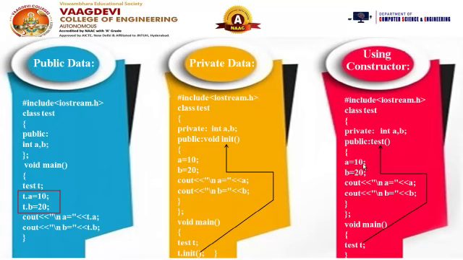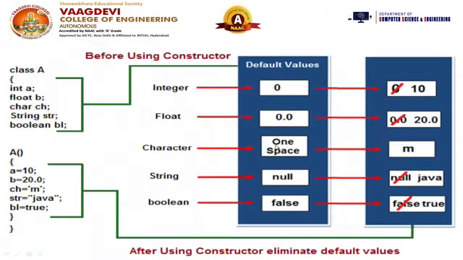We do not have the init method call anymore. Instead, we have introduced a new method which is called the constructor of this object. The implicit initialization is the duty of the constructor. Here, we can clearly understand that before using a constructor, the default values are assigned to the data members. After using a constructor, it eliminates default values.